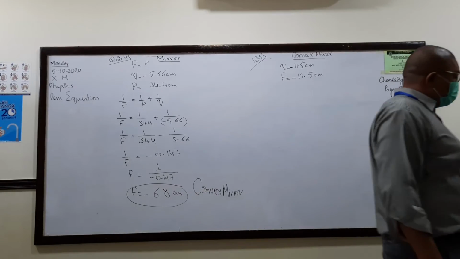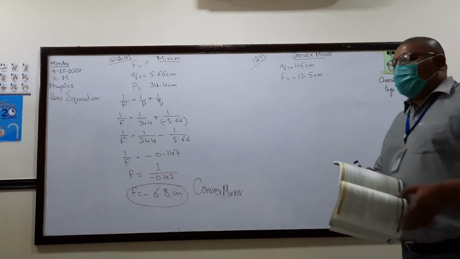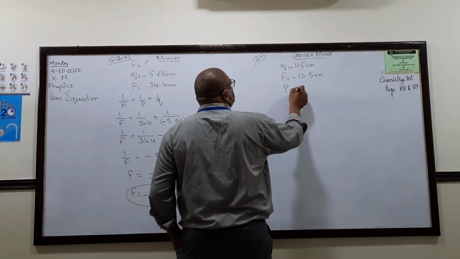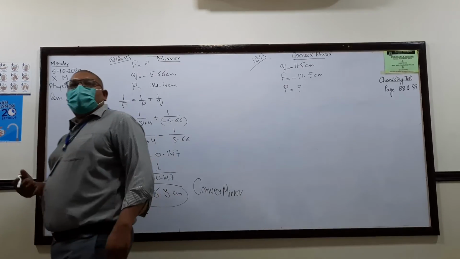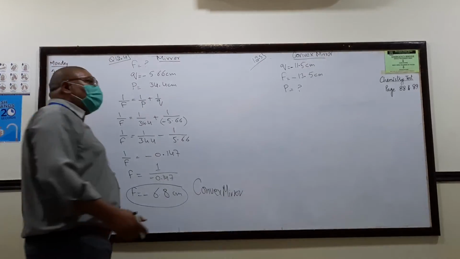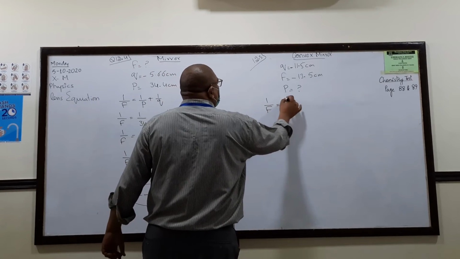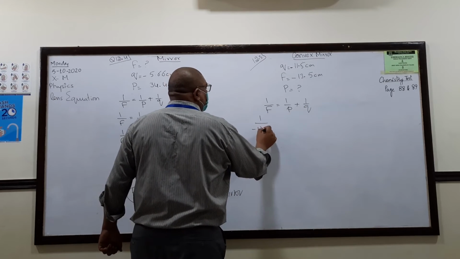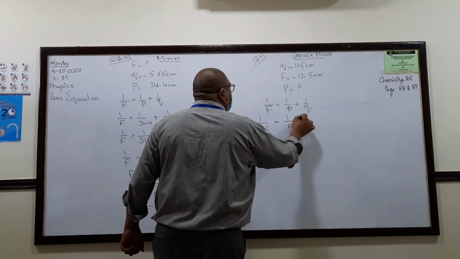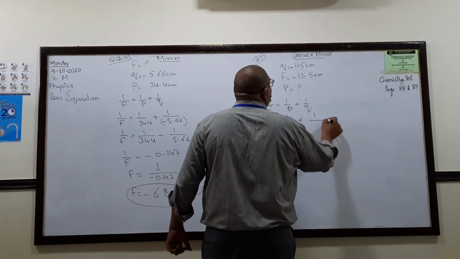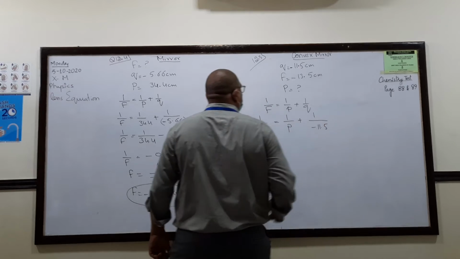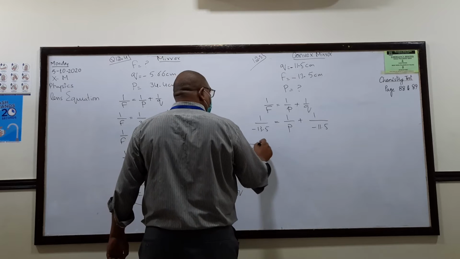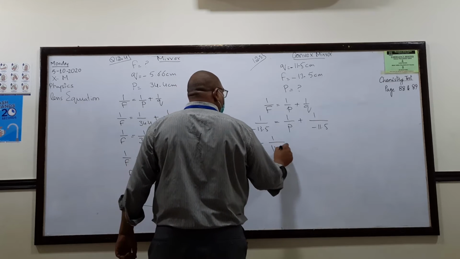Then what is the question? Find the distance from the statue to the mirror. So we have to find out the P, the distance of the object from the mirror. Very simple. Apply the mirror equation, 1 by F is equal to 1 by P plus 1 by Q. So it will be 1 by minus 13.5 equal to 1 by P plus 1 by minus 11.5. So this comes here, it will be minus 1 by 13.5 plus 1 by 11.5 is equal to 1 by P.